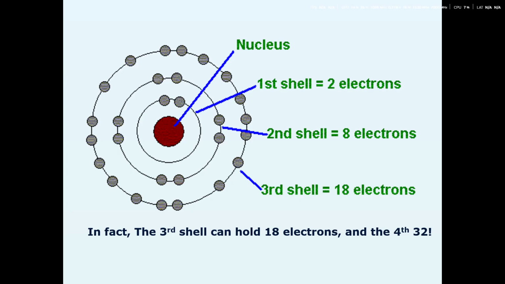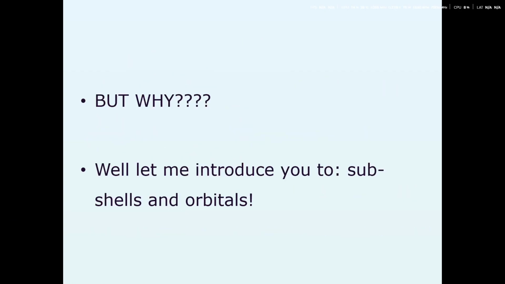So the third shell can hold 18 and the fourth 32. Let's explore why. The reason for this is because of something called subshells and orbitals.